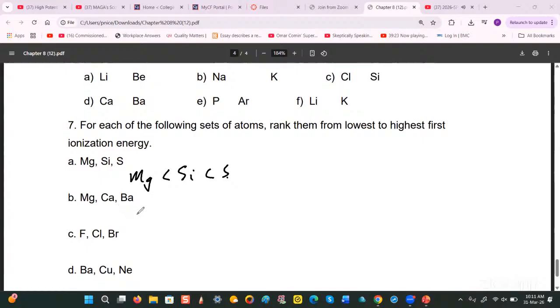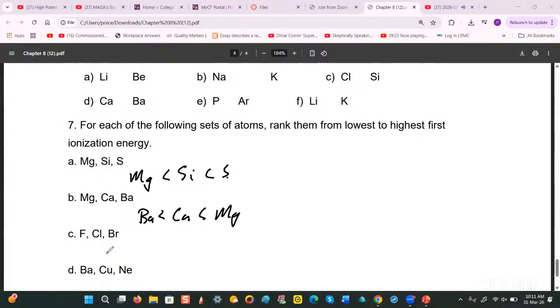Of these three, which would be the lowest? Let's start off with the lowest between those three: magnesium, calcium, and barium. It'd be barium first, then calcium, and then magnesium. Okay, good. C, fluorine, chlorine, and bromine.